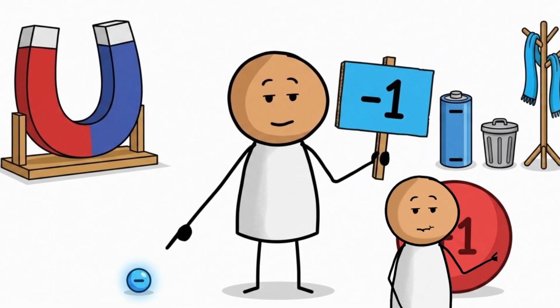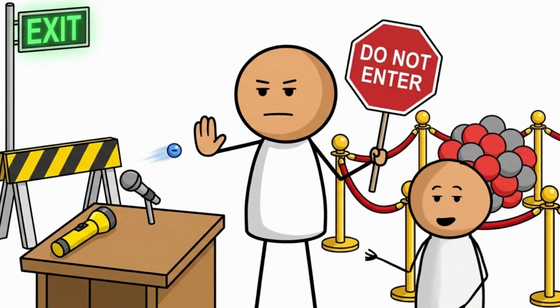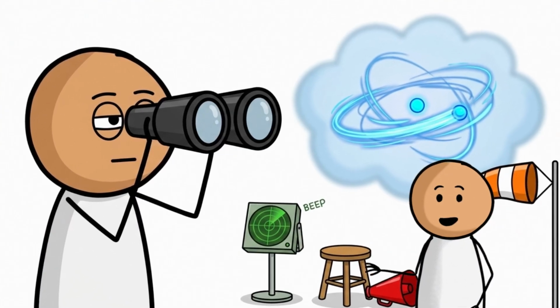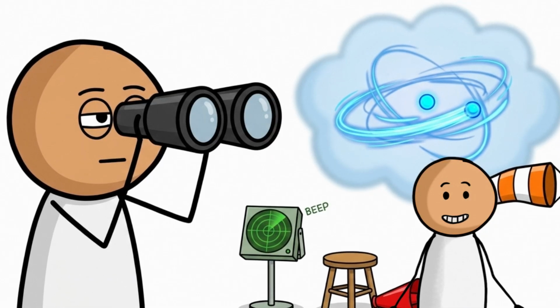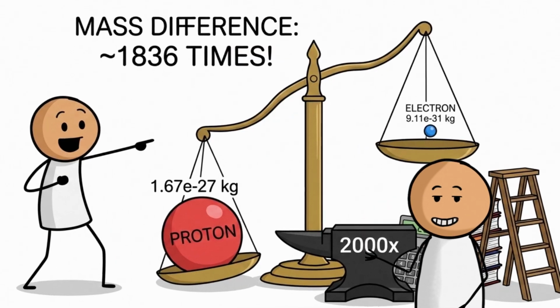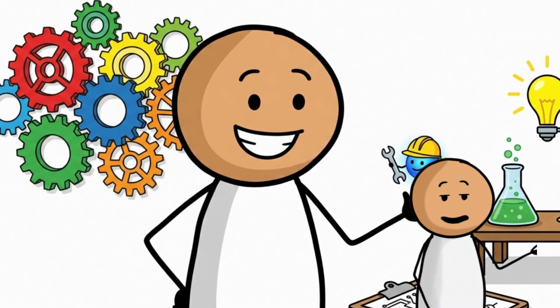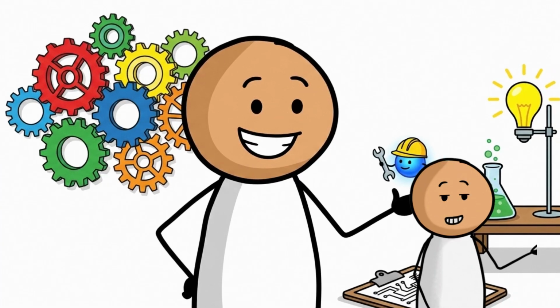It carries a negative charge, -1, the exact opposite of the proton, but it does not live in the nucleus. Instead, it races around the outside, inside that blurry cloud, and it's tiny, almost weightless, nearly 2,000 times lighter than a proton. But don't let the size fool you, because the electron does all the interesting work.